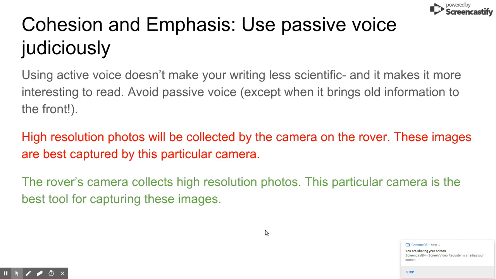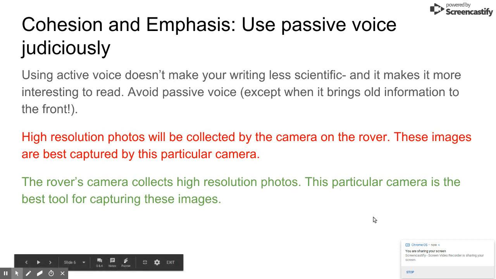So using active voice doesn't make your writing less scientific. It actually makes it more interesting to read. And this is something that I think we don't learn so much because a lot of old scientific writing uses a lot of passive voice, and that's actually not what's wanted anymore. So let's look at some examples.